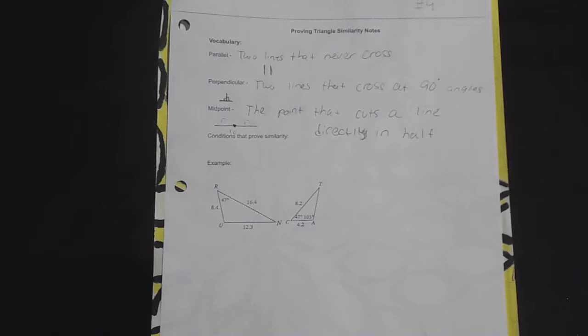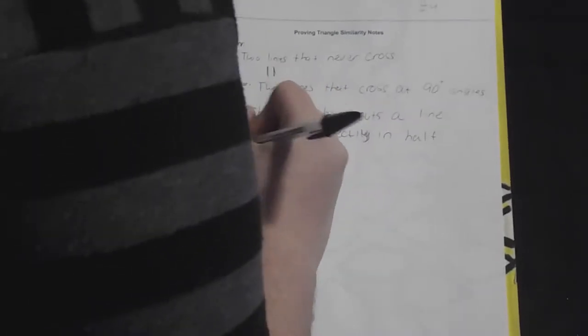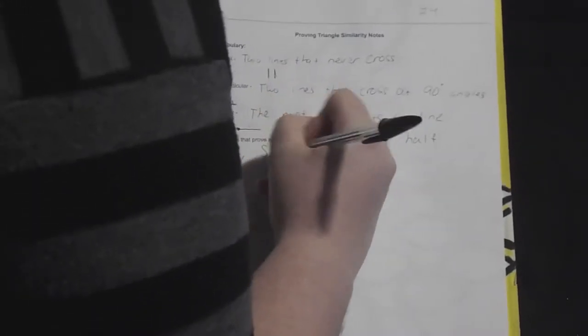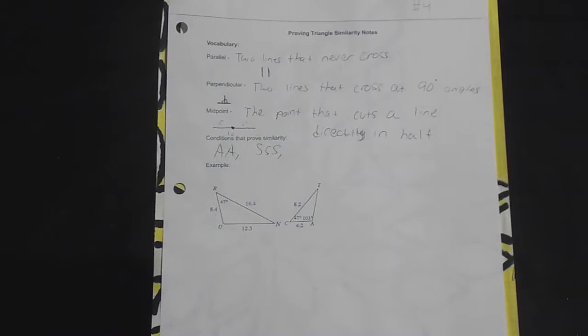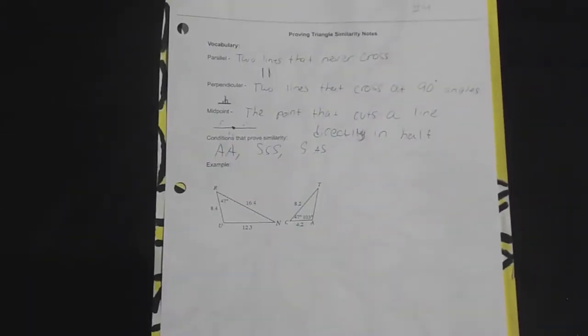So from the last lesson, you should remember that we have 3 conditions that prove similarity. One would be angle, angle, and then side, side, side. And remember, all those sides are not the same, but they're being multiplied by a scale factor that's the same. And then there's side, angle, side, where the sides are being multiplied by scale factors, but the angles are the same.